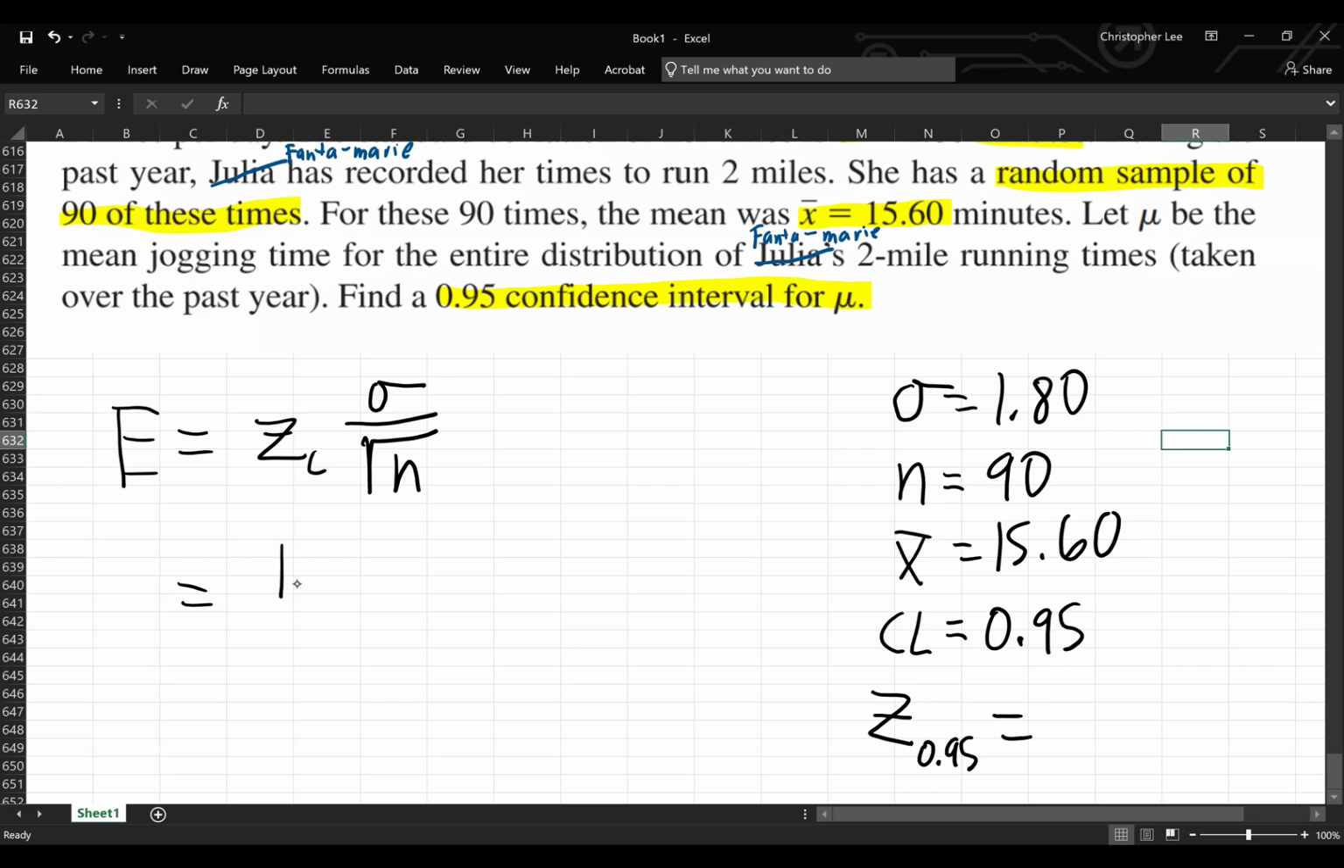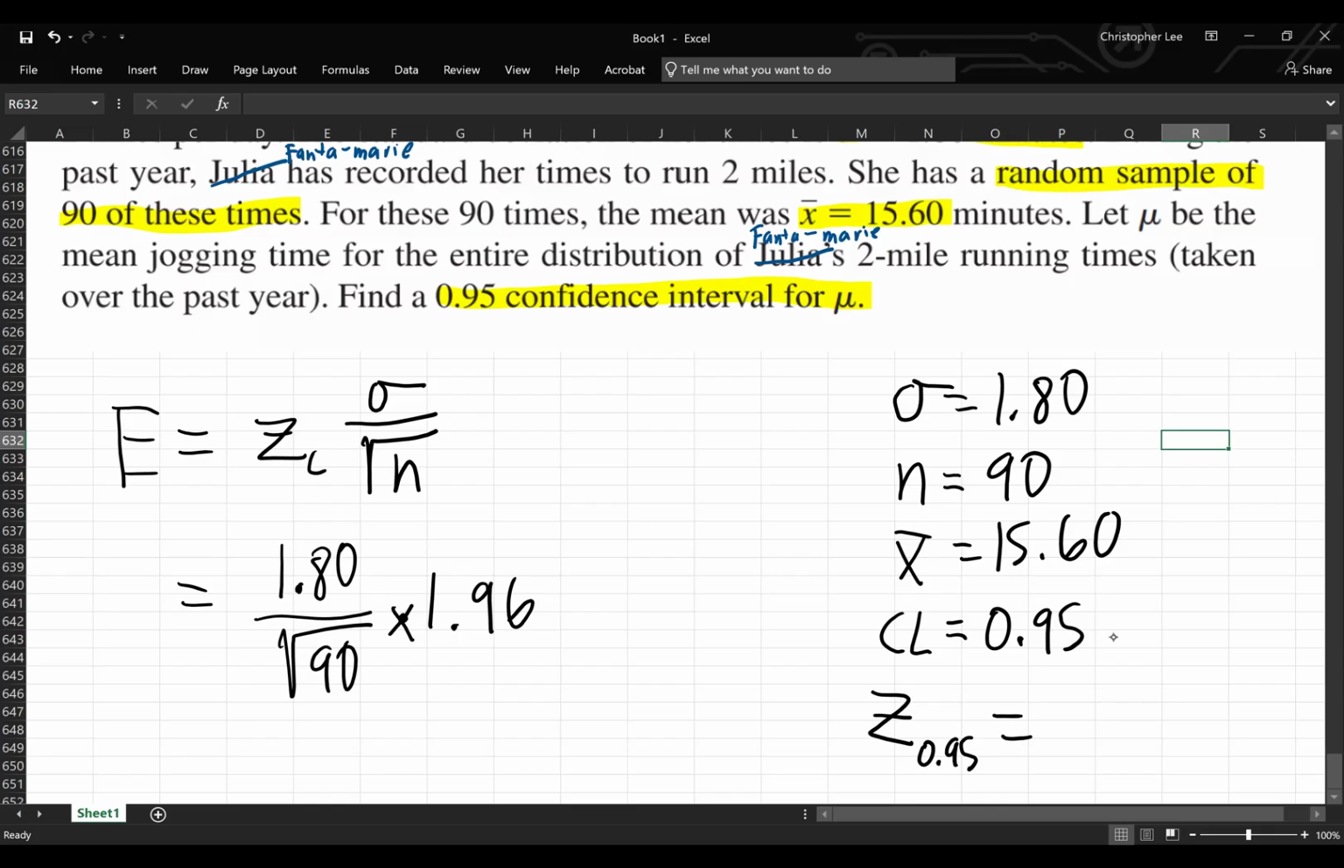Oh, okay. It's 1.96. Yeah. All right. Everybody sees how you got that? Yeah. Okay.